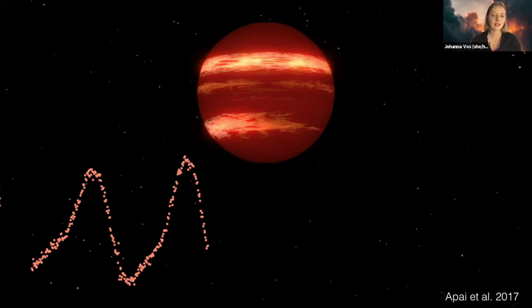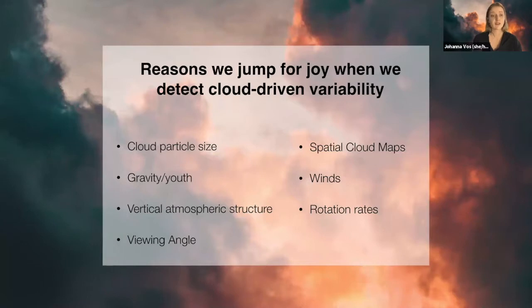In the last decade or so, we've learned so much about brown dwarf atmospheres through variability studies. Once you detect variability in a brown dwarf, it really opens up a whole new window into the atmosphere. For that reason, we really jump for joy when we detect cloud-driven variability in a brown dwarf, because that means we can characterize that particular object in unprecedented depth.